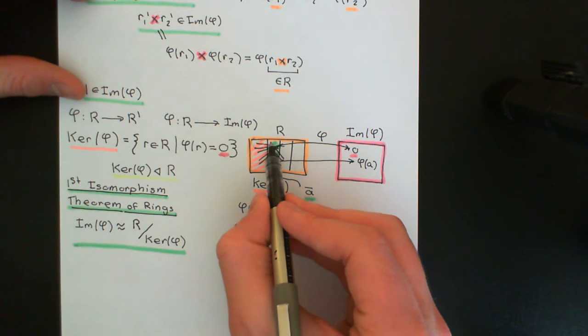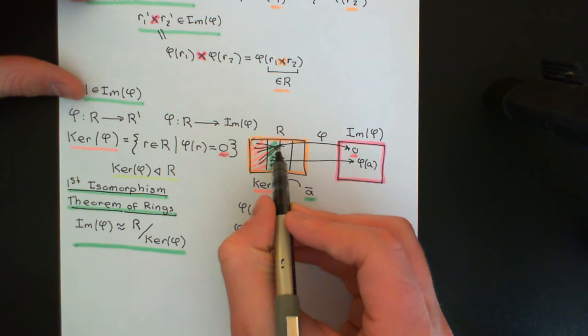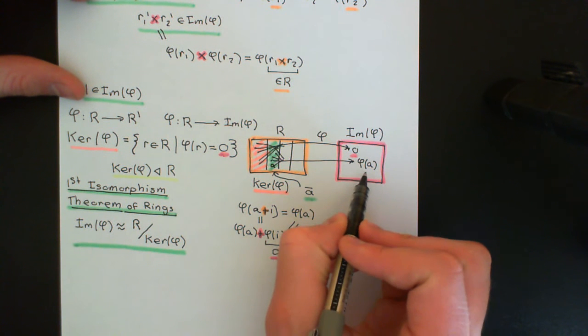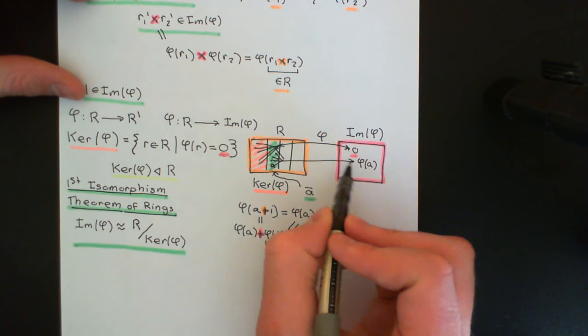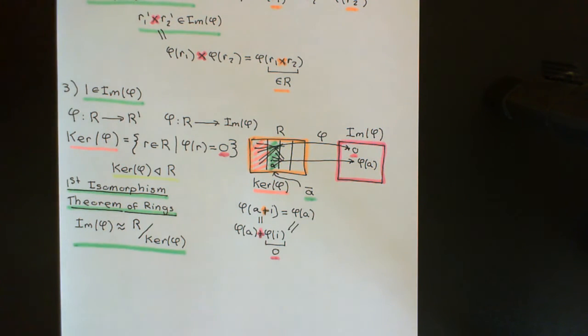Okay, so that is why any other element in this coset that contains A will also be mapped onto the same element in the codomain ring as A, so it will be mapped onto phi of A here. Okay, so all elements in a coset of the kernel of the homomorphism are mapped onto the identical element in the image of the homomorphism.